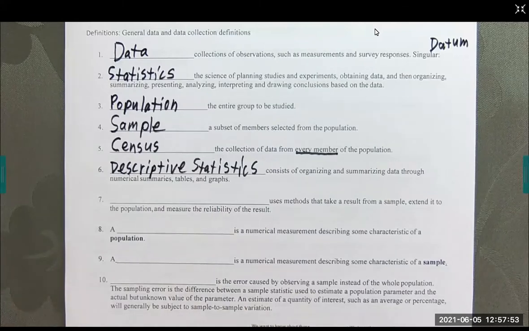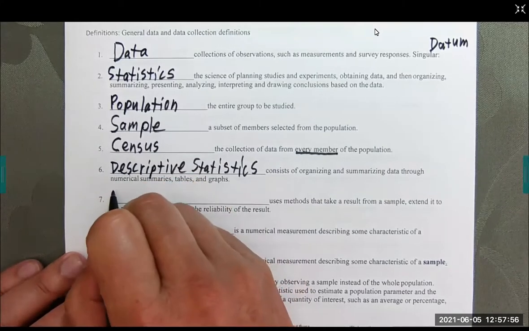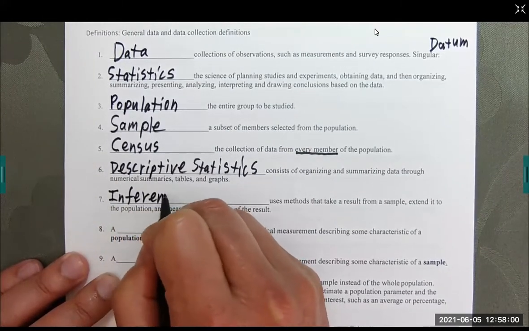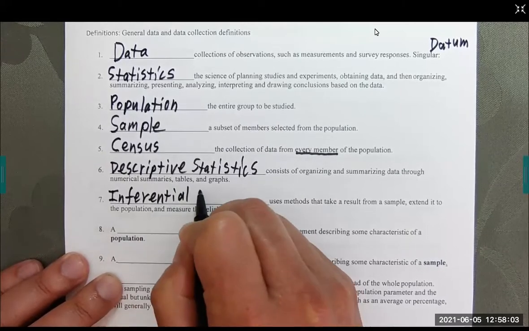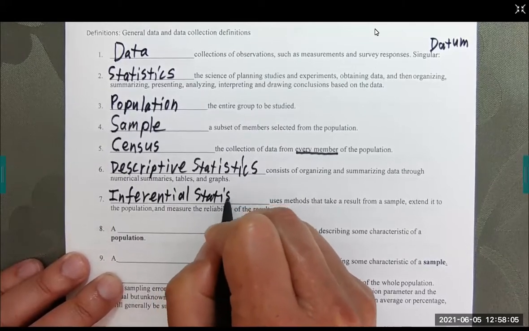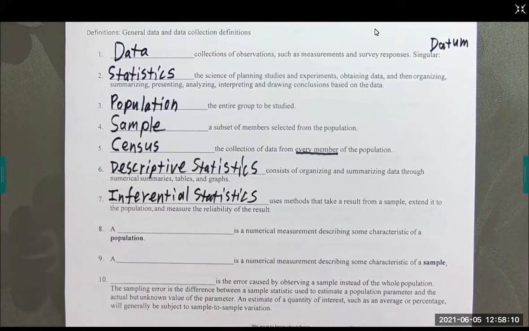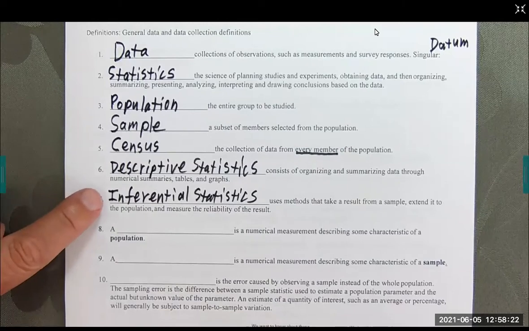The second half of the semester is the inferential statistics. And the word infer is in there, and we'll get to that here in a second. Inferential statistics uses methods that take a result from a sample, extend it to the population, and measure the reliability of the result. We're going to do a lot more of that later, and I have a little drawing down here for you to explain that a little bit better in a second.